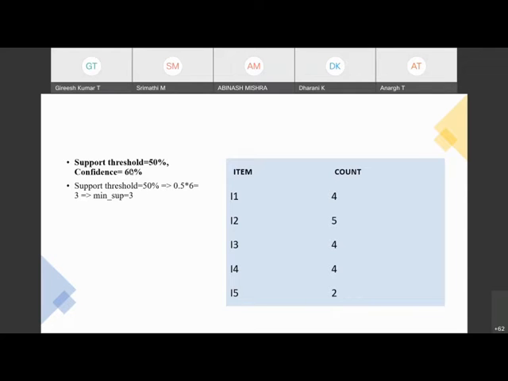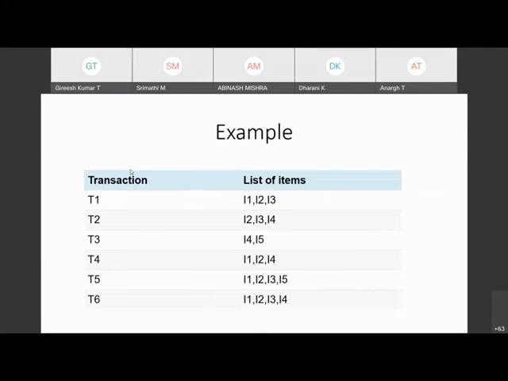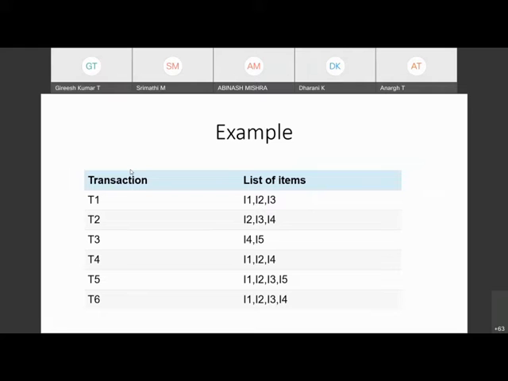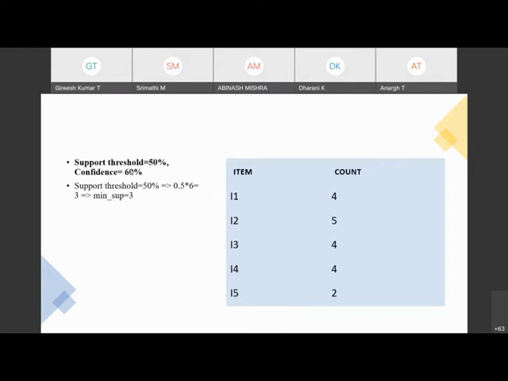In this particular problem, totally we have 6 transactions, and 50% of 6 is 3, so we fix it here. The minimum support is 3 now. Now, what are we going to do? Because totally we have 5 items, first we are going to take each and every item independently: item number 1, item number 2, item number 3, item number 4, and item number 5.